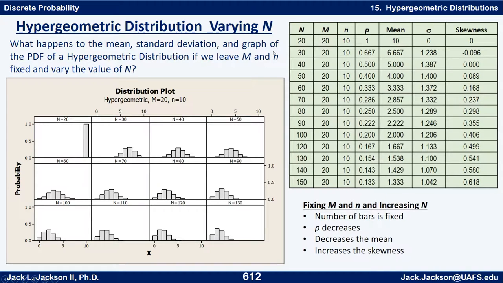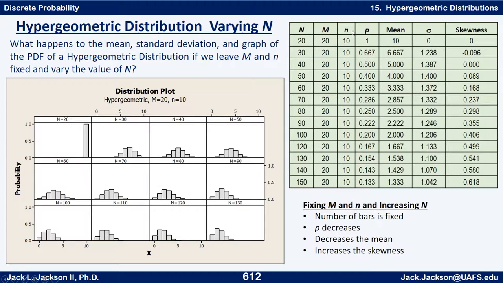Okay, what if we leave the m alone, leave the n alone, leave the sample size alone, leave the number of successes in the population alone, but increase the population size? Well, that's going to make the p-value go down.